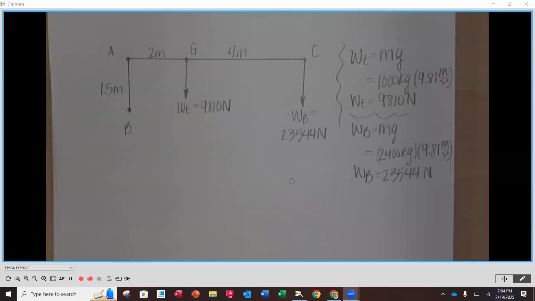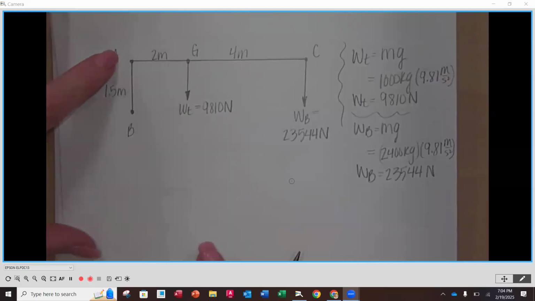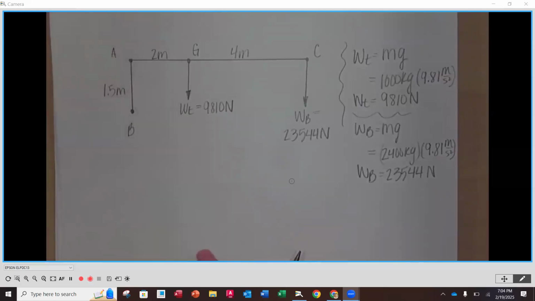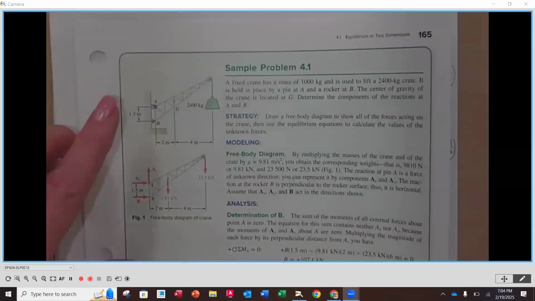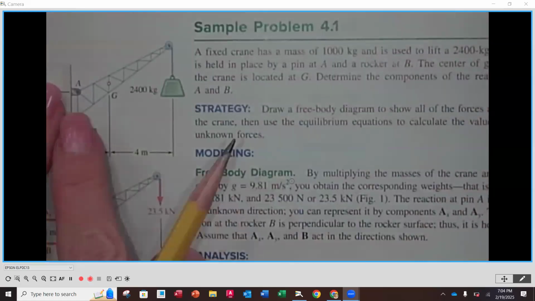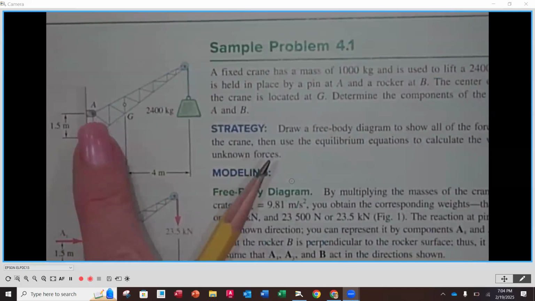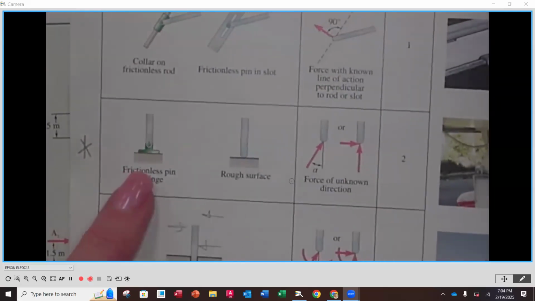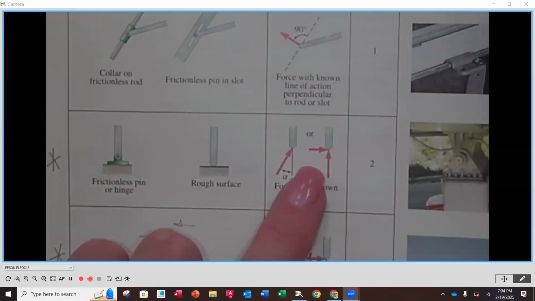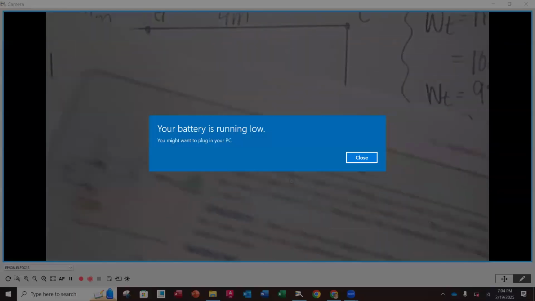Now those are our applied loads, the ones that are there. Now we need to determine what the reactions are at the supports. Our two supports are A and B. Let's look at A first. As identified in the problem, A is a pin connection. So if we go back to page 160, that would be a frictionless pin. So it is going to have an X and a Y at A. So two reactions at A, X and Y.